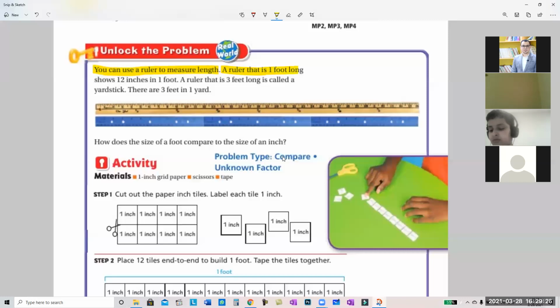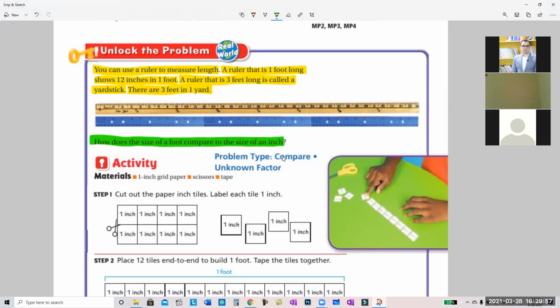A ruler that is 1 foot long shows 12 inches in 1 foot. A ruler that is 3 feet long is called a yardstick. There are 3 feet in 1 yard. Okay, but how does the size of a foot compare to the size of an inch? So we're comparing two units of length here, a foot and an inch.